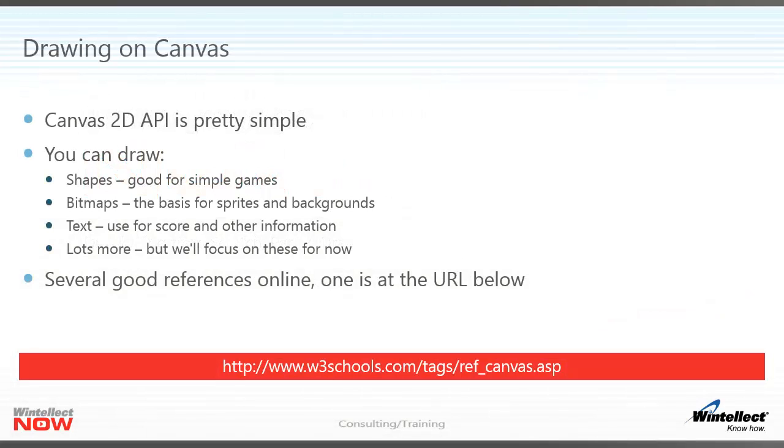Drawing on the canvas element is pretty easy, and if you've been following along in this video series, you've already seen a little bit of how it's done. While the Canvas 2D API has a good many members, which you can review at the URL at the bottom of the slide, for the purposes of this video, we're going to focus on three of the most common drawing operations: shapes, bitmaps, and text. Shapes and bitmaps are what we're most likely to use for drawing game elements and characters on the screen, while text is more likely to be used for rendering things like current score and other informational items.